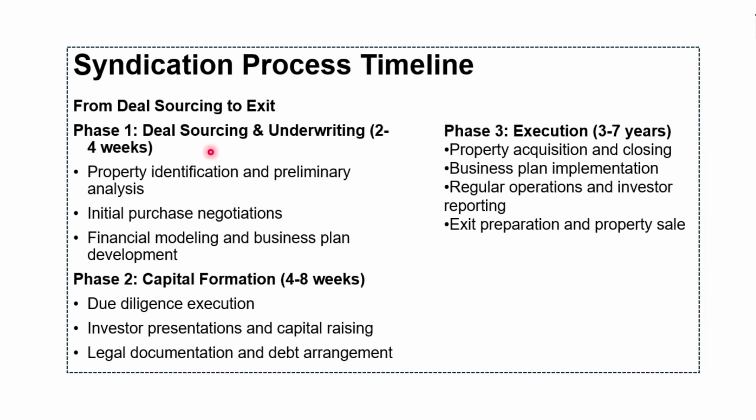Then we have syndication process timeline. So understanding the syndication timeline helps investors appreciate the complexity and coordination required. So phase 1 is deal sourcing and underwriting, which is around 2 to 4 weeks, involves property identification through broker network or direct relationship. Preliminary analysis includes financial modeling and market research.